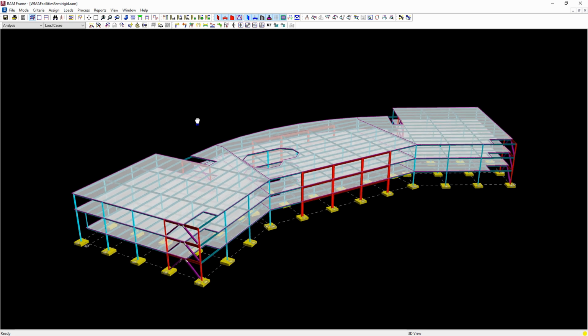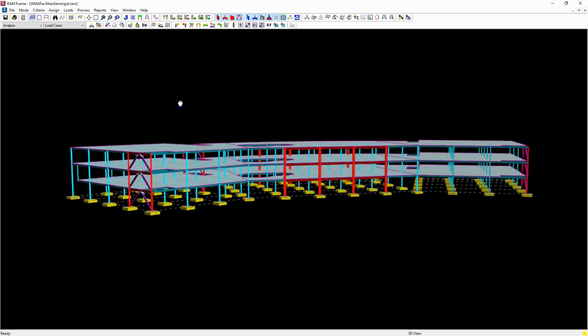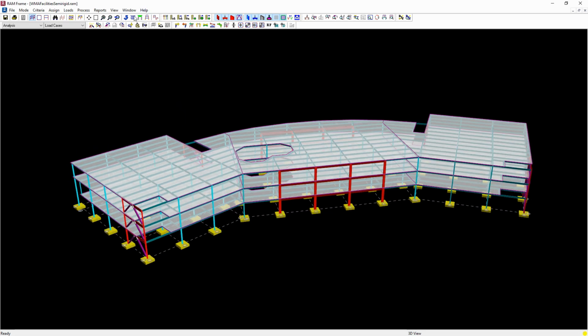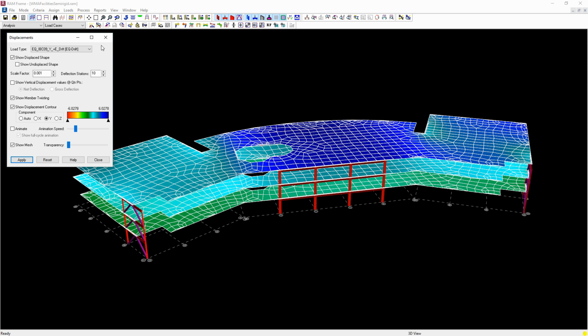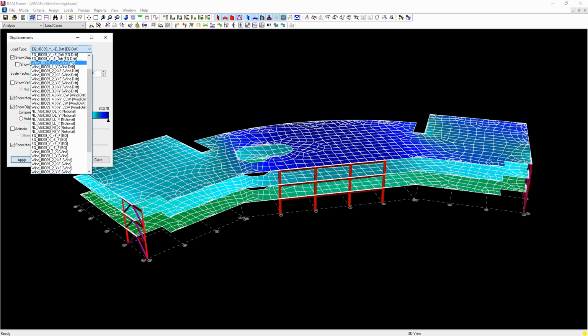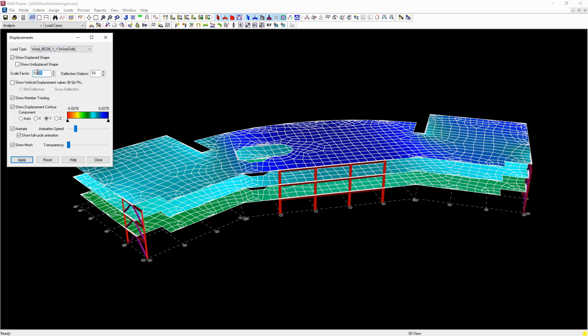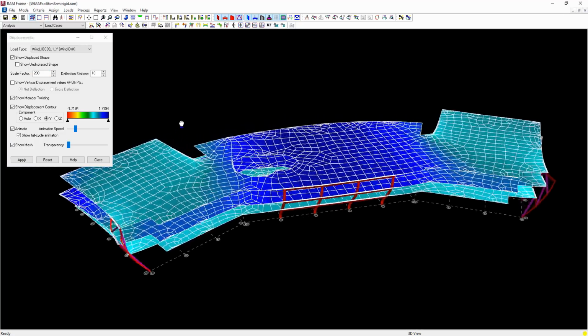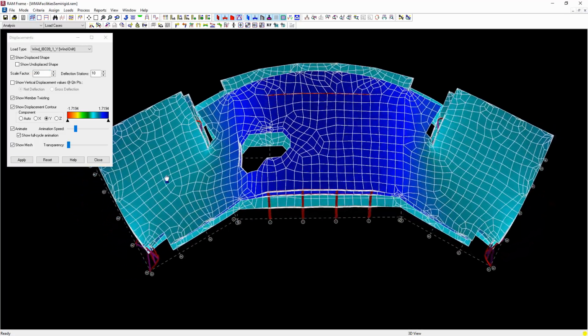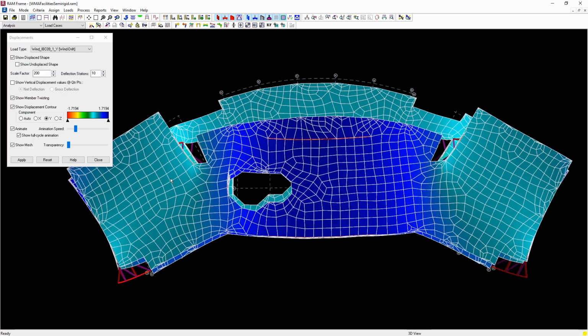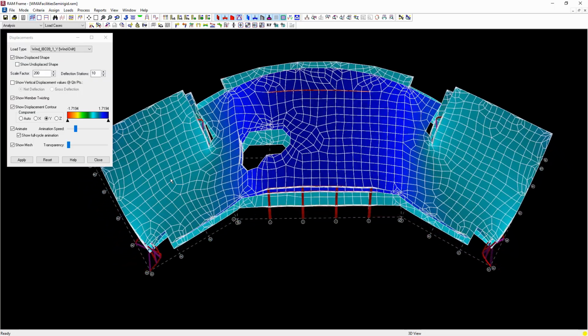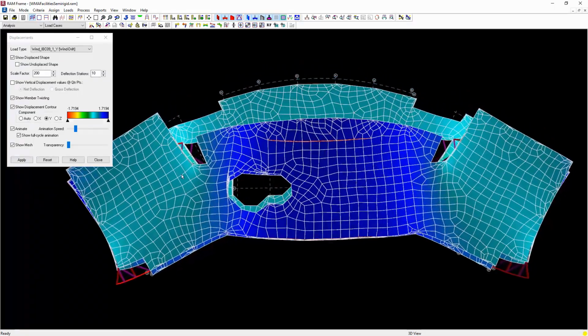First, let me start out by describing the behavior of the semi-rigid diaphragm. Using RAM Frame, a module in the RAM Structural System, let's take a look at the analytical results of this model. The semi-rigid diaphragm translates and deforms. You can see how the diaphragm is translating, but also it's deforming.